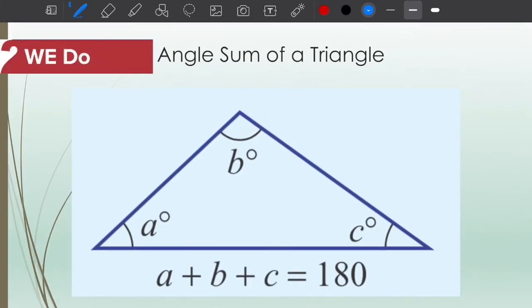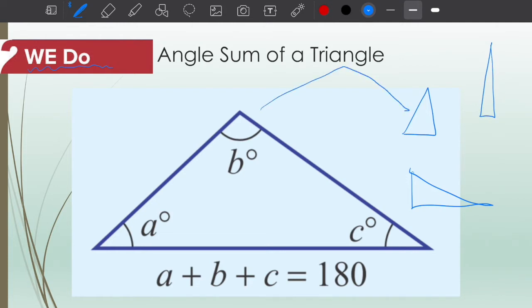This is something I want us to write down in our books, so we do. This is the angle sum of a triangle. Doesn't matter what the triangle looks like. It can be a right angle, can be a very skinny triangle, can be a very wide triangle. The angles all have to add up to 180 degrees. Doesn't matter what the triangle looks like, the angles will add to 180. Pause the video here if you need to finish copying that down.